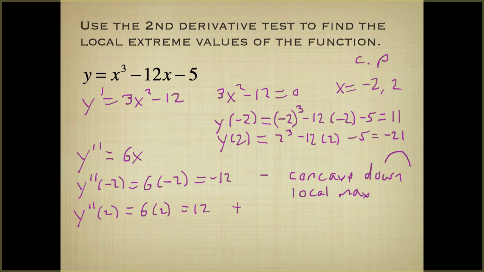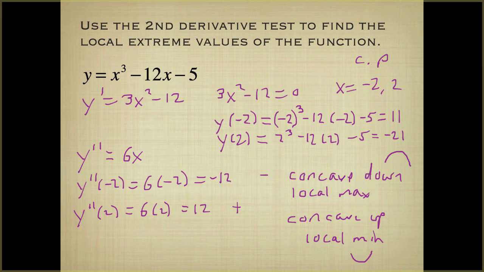At 2, we have concave up because our sign is positive, and this means there's a local min. And for this part of the graph, it would look like this. Because we're concave up, that means we have a local min.